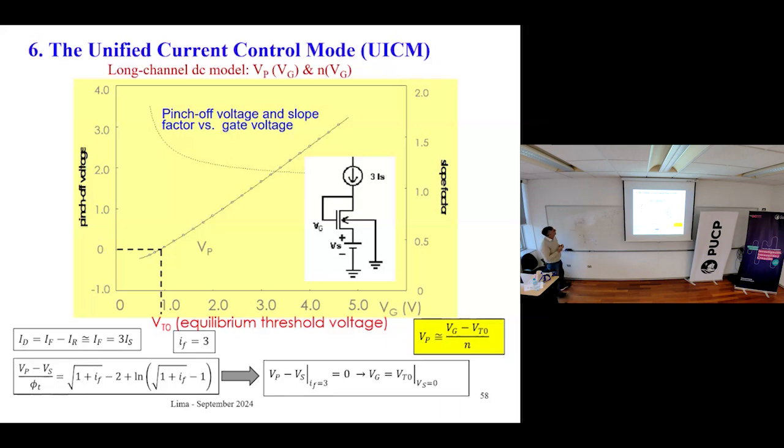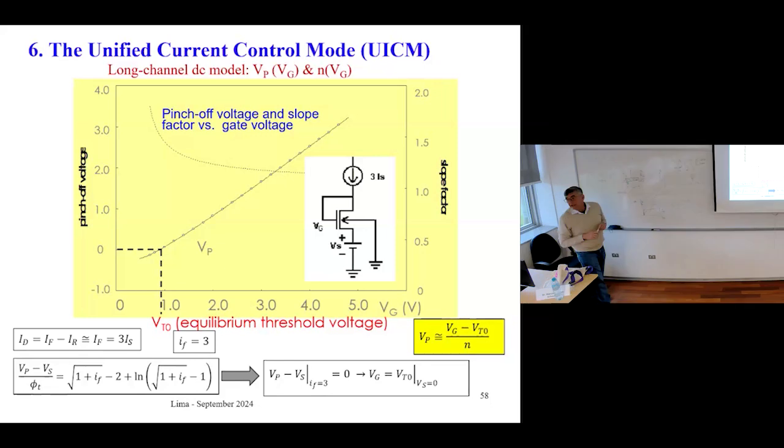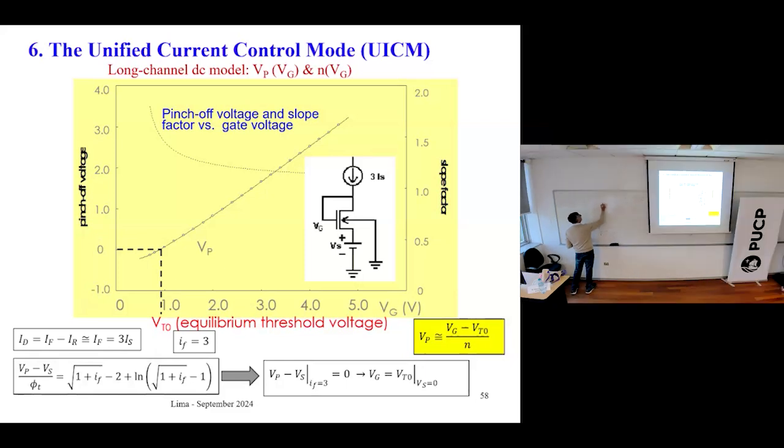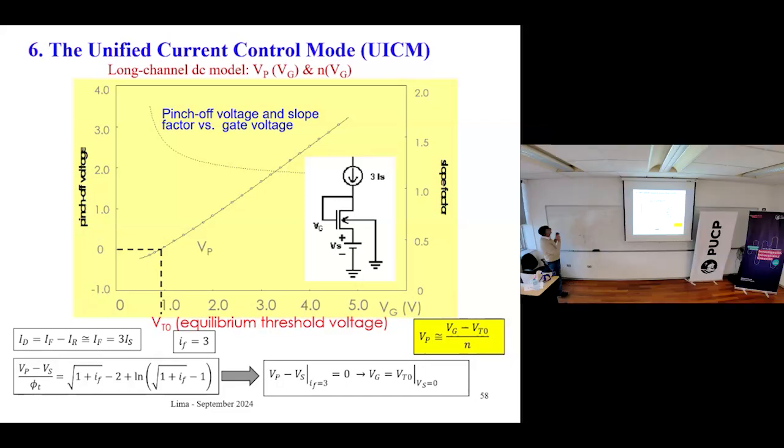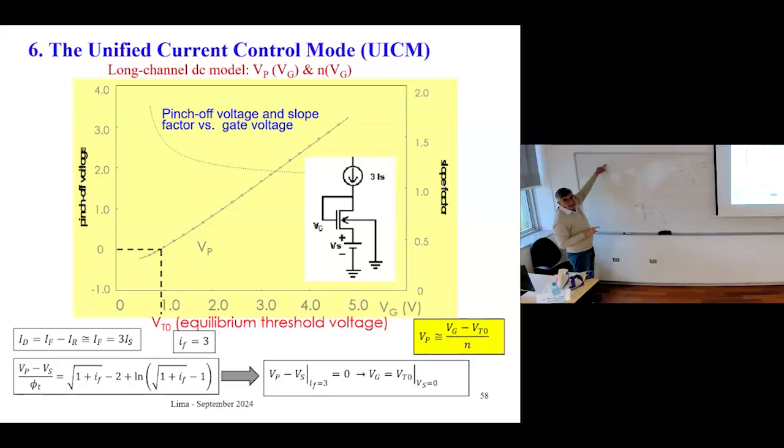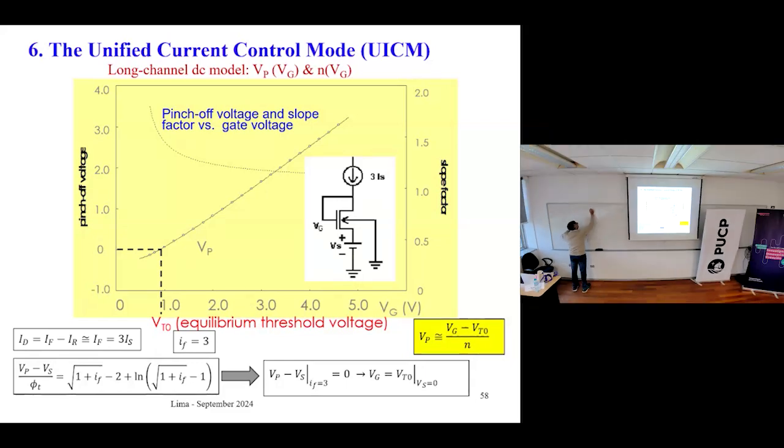Now I'm going to use the UICM. Let me show you the equation of this UICM: (VP minus VS) over phi t equals square root of (1 plus IF) minus 2 plus natural log of (square root of (1 plus IF) minus 1). Look, in this case, ID equals IF, equal to IS, right? Then we can say that IF is 3.